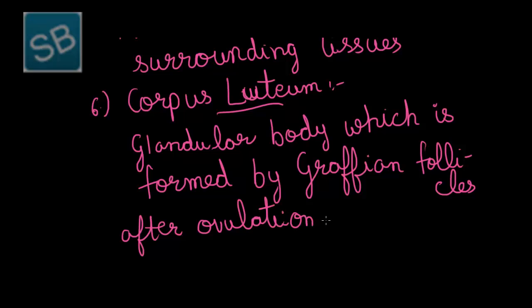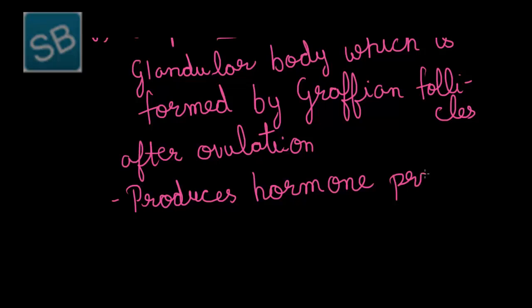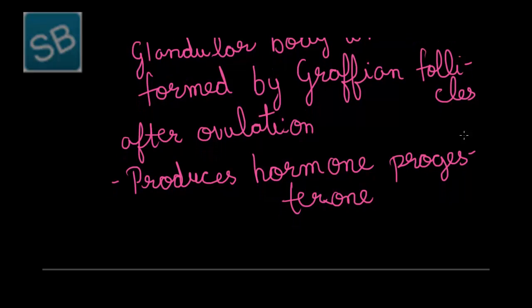It is this glandular body which produces the hormone progesterone. That is, the production of the female sex hormone progesterone occurs after ovulation through Graafian follicles in the form of a glandular body. Apart from this, other female sex hormones like estrogen are also secreted by the ova, that are produced from the ovaries.